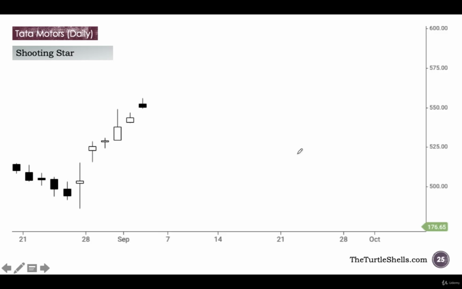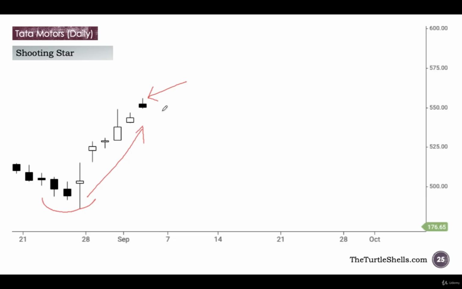So let's look at an example here. This is a daily chart of Tata Motors. A nice uptrend started from here. So now you have this candle. What do you do with this candle? This is not a shooting star because the height of the upper shadow is not equal to or more than the height of the real body. So even though it is coming after an uptrend, we cannot call it a shooting star.